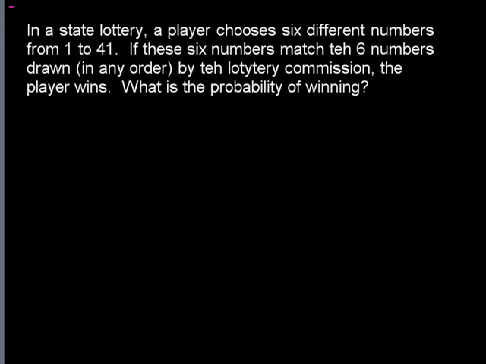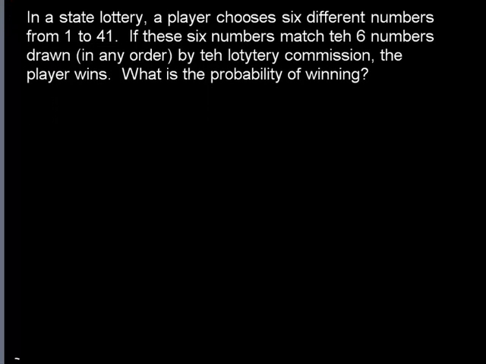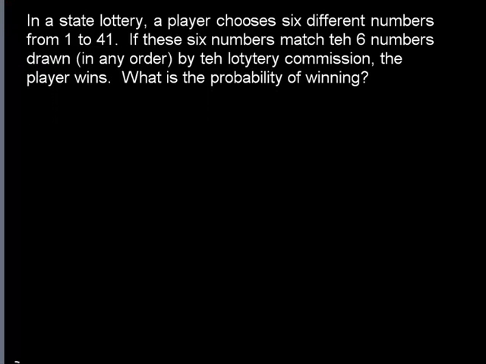Here's a little bit of a weirder one, not that hard, but I just want to show you how to do this problem. So in a state lottery, a player chooses 6 different numbers from 1 to 41. If these 6 numbers match the 6 numbers drawn in any order by the lottery commission, the player wins. What's the probability of winning?